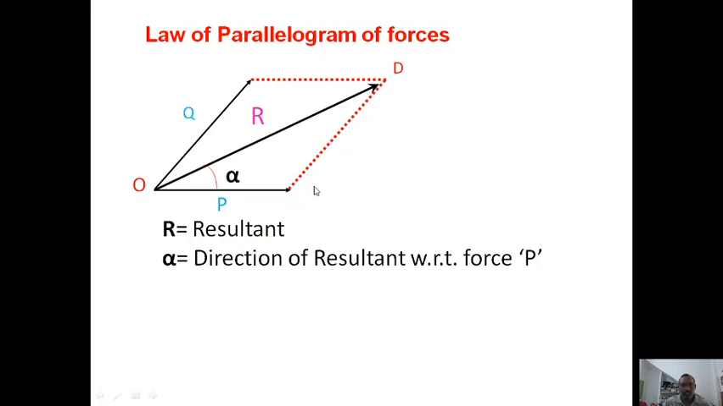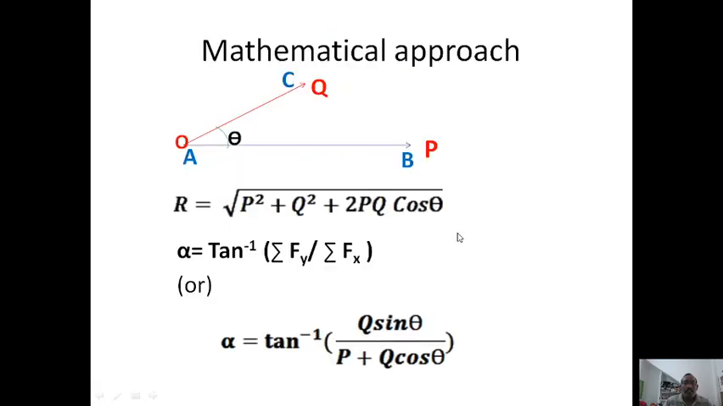Law of parallelogram of forces: we take the resultant as the diagonal of the parallelogram, and accordingly its mathematical formula is R equals square root of P square plus Q square plus 2PQ cos theta. In order to find the direction of the resultant, that is alpha, alpha equals tan inverse of sigma Fy by sigma Fx, that is nothing but tan inverse of Q sin theta divided by P plus Q cos theta.